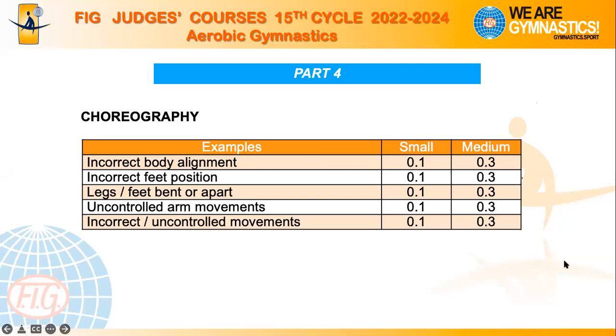Now, choreography. Incorrect body alignment, or these are examples, okay? Incorrect feet position, legs, feet bent or apart, uncontrolled arm movements, and incorrect or uncontrolled movements. Okay, these are all small and medium. What's the difference between uncontrolled arm movements and uncontrolled movements?